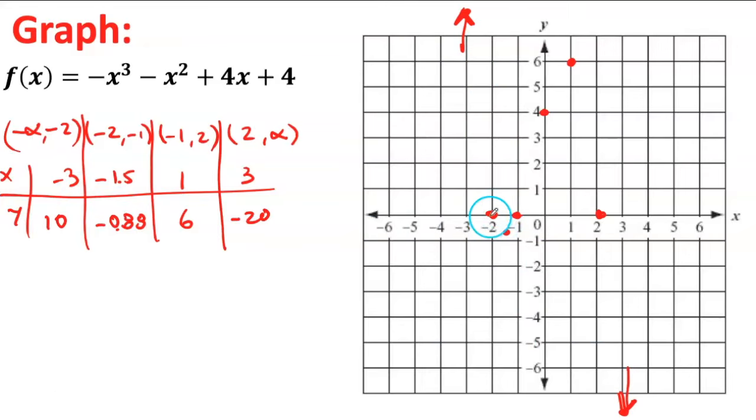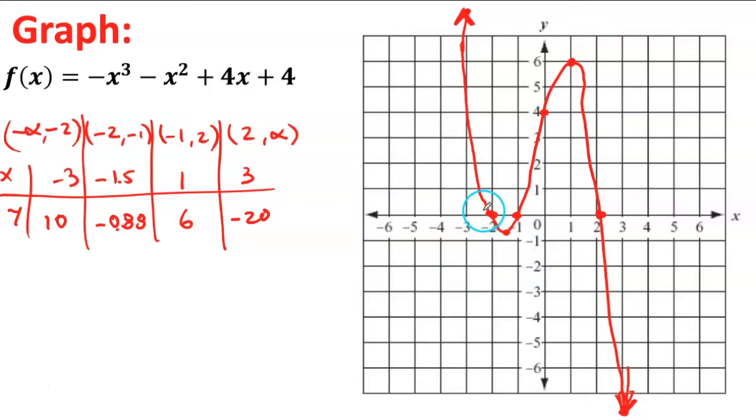Now, because my multiplicity on each one of these is odd, therefore it's going to cross. So look at this. Now I have to connect my points with a smooth curve. It's crossing, smooth curve. Remember, they're zeros that you intercept because my multiplicity is odd and it goes down. So that's kind of a sketch of my graph.